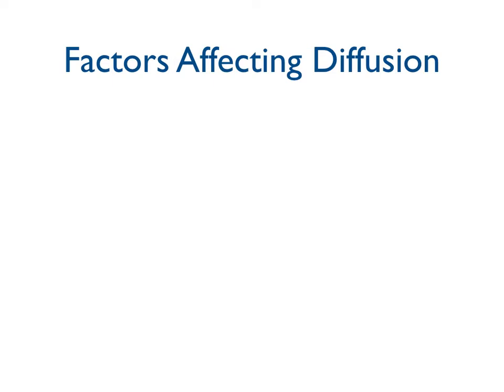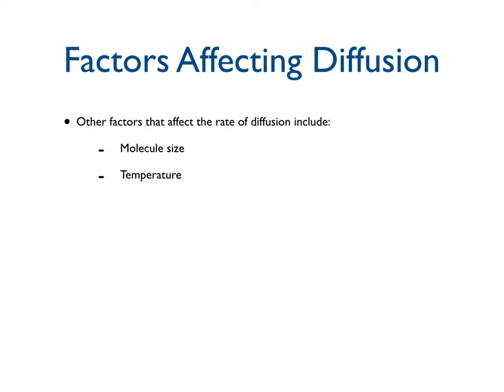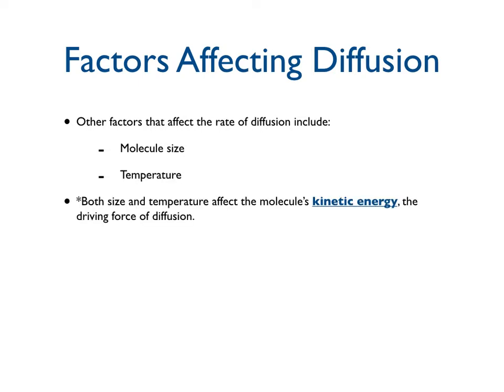Two additional factors that affect the rate of diffusion are molecule size and the temperature of the system. And both of these factors affect the driving force of diffusion, kinetic energy. Kinetic energy is the energy of motion or movement. So, for example, small molecules have much more kinetic energy than do larger molecules. In other words, it takes longer for large molecules to move from one point to another than it does for smaller molecules to move the same distance. So again, the smaller the molecule, the faster it moves, the faster the rate of diffusion.